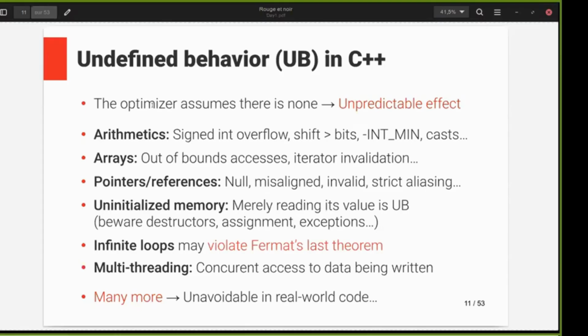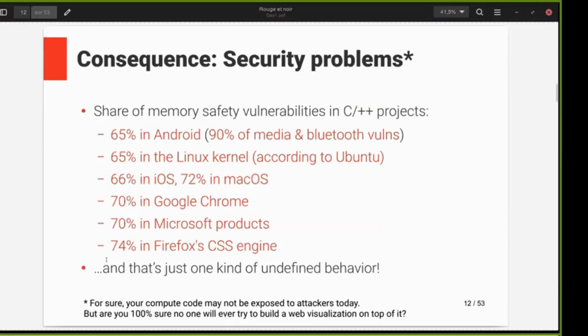And unfortunately, in C and C++, we have many of these. They go from simple arithmetic, use of arrays, pointers, references, uninitialized memory, infinite loops, multi-threading. Basically, there are so many cases of undefined behavior in the C++ specification that it's unavoidable that sooner or later in your real-world code, you will face some of it. One very well-known consequence of this is security issues. Many large C and C++ projects have been recently studying the proportion of vulnerabilities that is caused by memory safety issues, that is to say, null pointers, dangling pointers, buffer overflow, that sort of stuff. And basically, we are almost always around 2/3 of the vulnerabilities caused by this sort of issues, which are just, again, one kind of undefined behavior, even if it's quite a broad one.